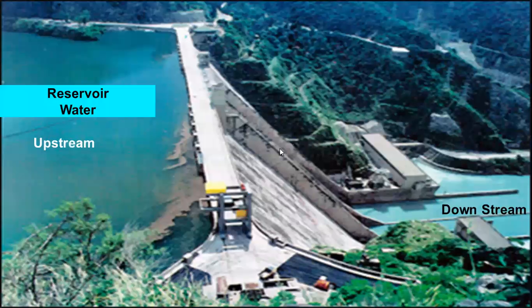Now in an actual picture, you can see this is a spillway. This is a straight spillway. It does not have the parabolic shape here. So this is a small dam. Upstream and downstream sides are shown here.